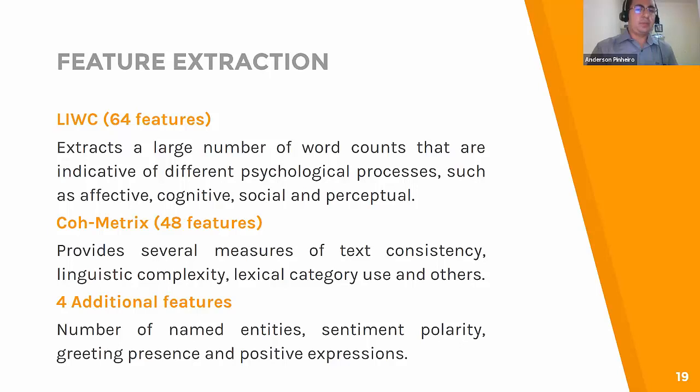And the second is Coh-Metrix, which extracts 48 features. Coh-Metrix provides several measures of text consistency, linguistic complexity, lexical category use, and others. And we extract 4 additional features: the number of named entities, the sentiment polarity, greeting presence, and positive expressions.